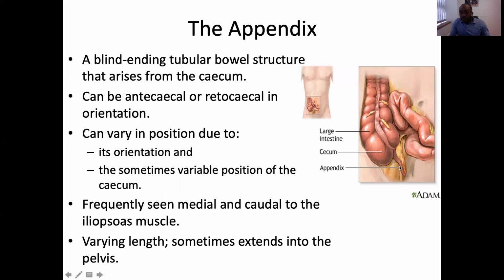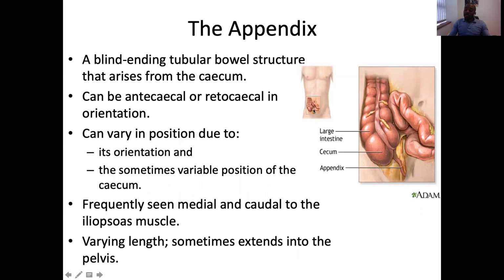When the appendix gets inflamed, the fat gets edematous. The appendix can be either anticecal or retrocecal in orientation. The position of the appendix can vary due to its orientation, or sometimes the cecum itself can be low-lying or lie upwards. You can have the cecum hanging a bit higher, which makes the appendix a bit higher, and in some cases the cecum comes all the way down, and the appendix is well into the pelvis.